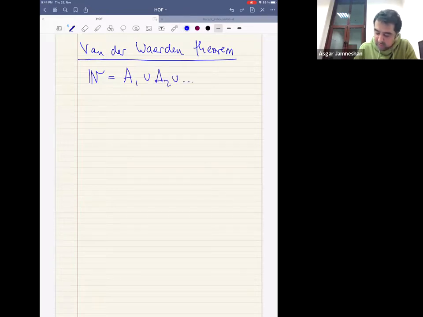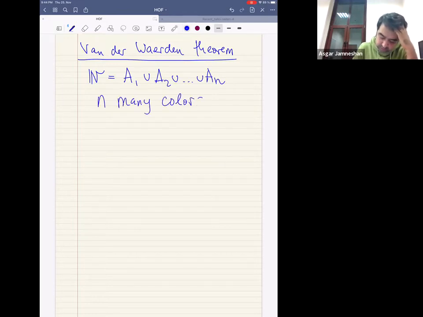A_1, A_2, and so on are mathematical symbols, but you can imagine it as follows: take n many colors and color all numbers by one of these colors. So you color all the numbers by n many colors, for instance 3 colors or 2 colors, say just blue and red for simplicity. But you can choose any finitely many colors.